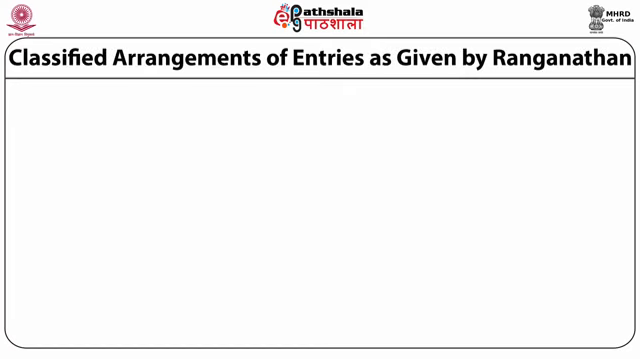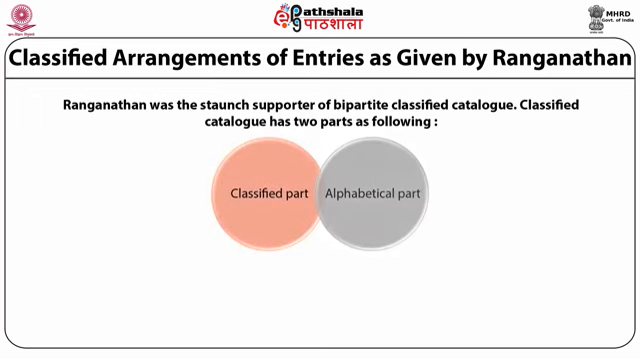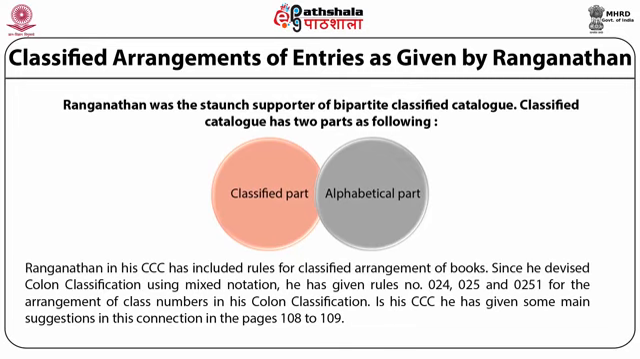Classified arrangement of entries as given by Ranganathan. Ranganathan was a staunch supporter of the bipartite classified catalog. The classified catalog has two parts as follows: classified part and alphabetical part. Ranganathan in his CCC has included rules for classified arrangement of books. Since he devised Colon Classification using mixed notation, he has given rules number 024, 025 and 0251 for the arrangement of class numbers in his Colon Classification. In his CCC, he has given some main suggestions on pages 108 to 109.